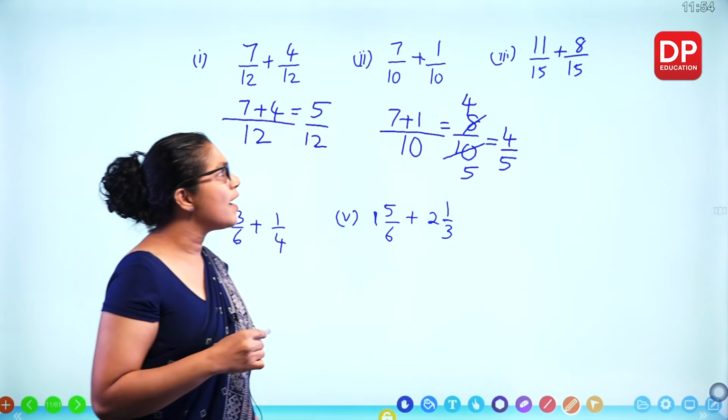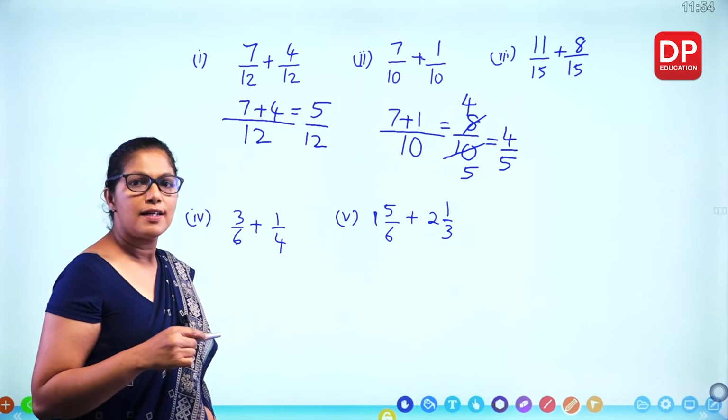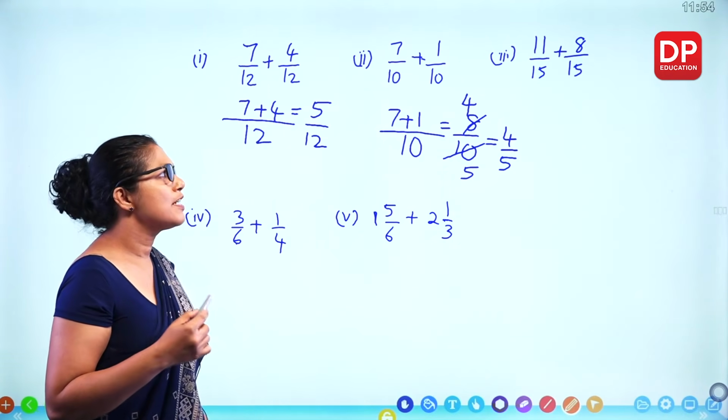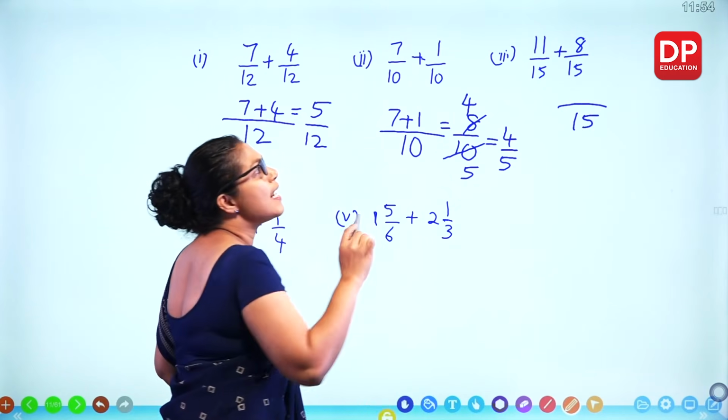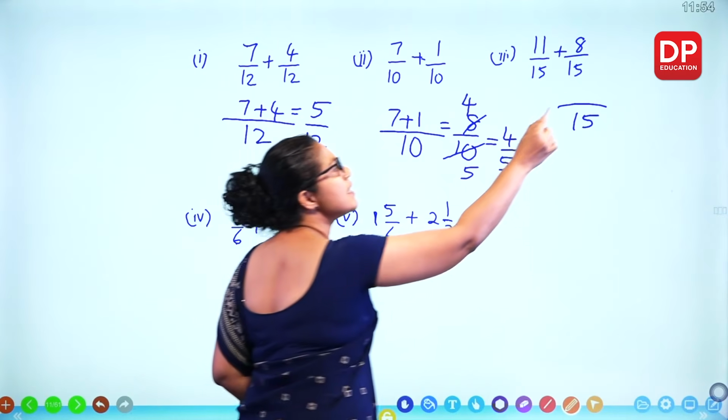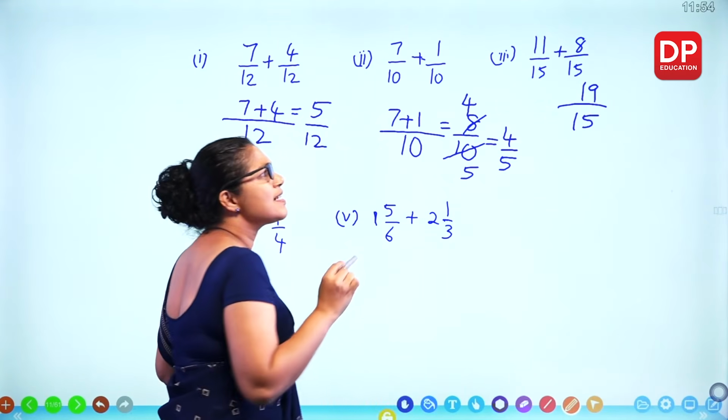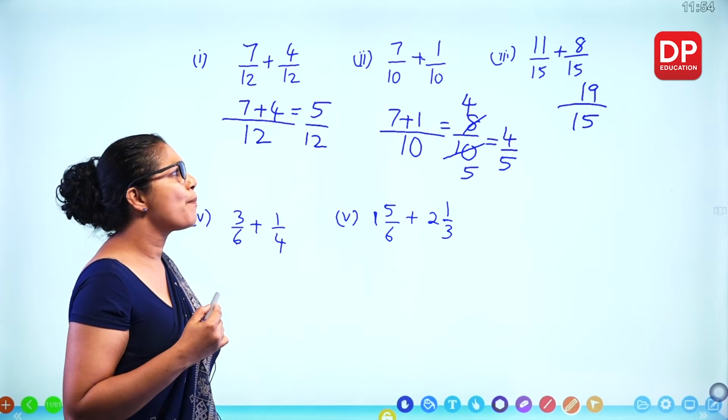Now look at the third one. In the third one, again you get the same denominator. So you can just add the numerator. So 11 plus 8, you get 19. Now what is this one? You get an improper fraction.